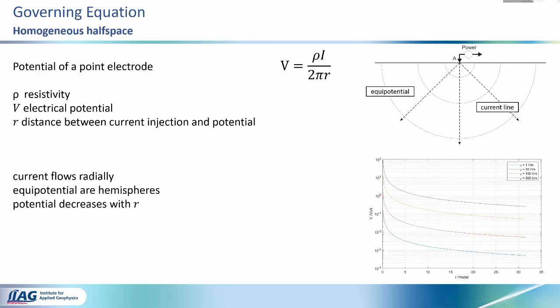And if you do it very, very simple and have just a single electrode, then these are the current lines, the way the current flows into the ground, and the potential forms these kind of hemispheres.